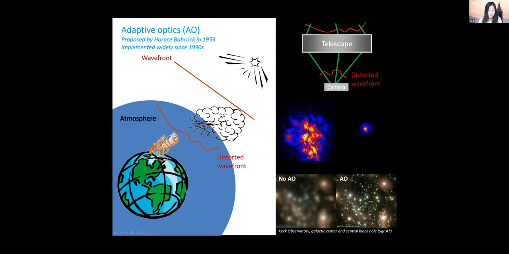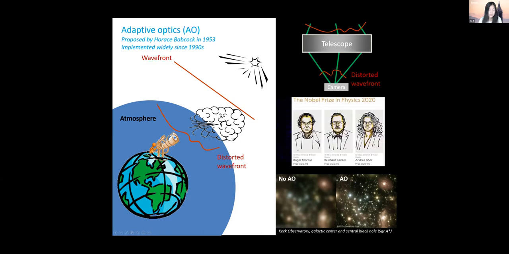As a result, now you are actually able to resolve the stars that are orbiting the supermassive black hole in the center of our galaxy. And this is really the technology that enabled Reinhard Genzel and Andrea Ghez to study the supermassive black hole, which won them the Nobel Prize in Physics last year.